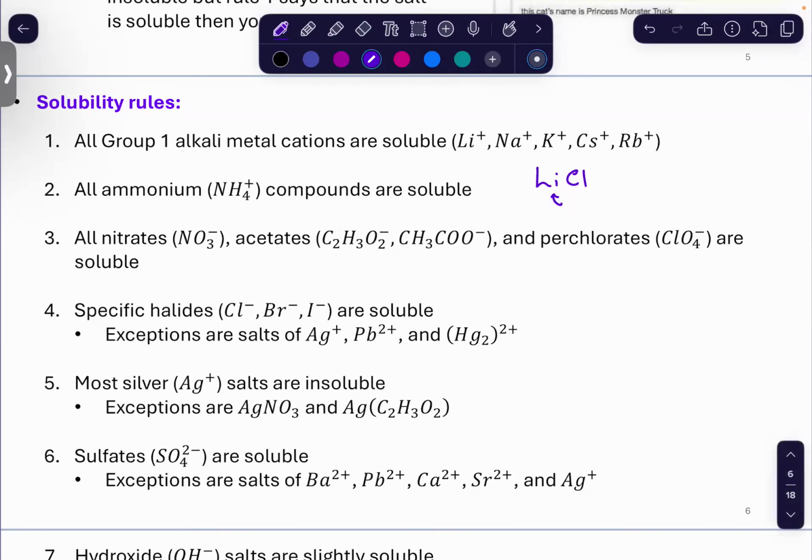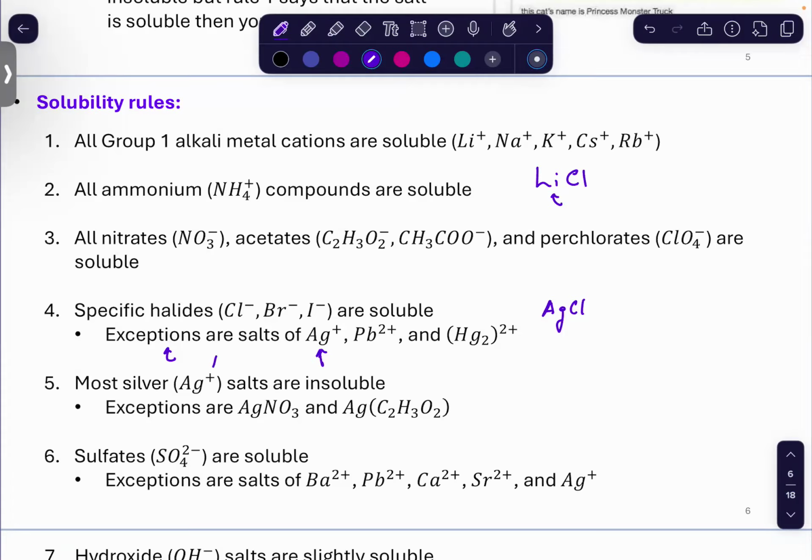Let's see, nitrates, acetates, and perchlorates are going to be soluble. Specific halides, so your chloride, bromide, iodide are going to be soluble. Now here you see there's going to be some exceptions. So if I have silver chloride, silver is one of my exceptions, that's not going to be soluble. So anytime you see an exception, just make sure you're making note of that.